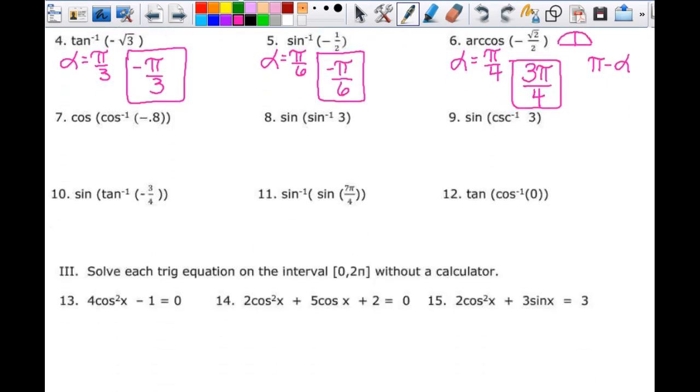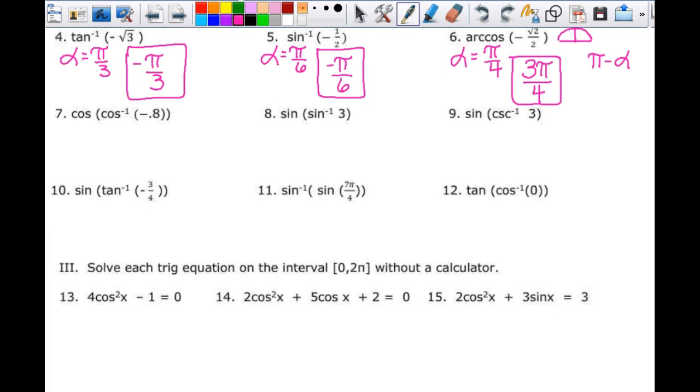Alrighty. So then I'm going to do the cosine of the cosine inverse of negative 0.8. When you do this, sometimes these are just straight up inverses that cancel each other out, and sometimes they do not. First I have to decide, can I take the inverse of negative 0.8? And yes, I can. And so when I do that, I will be in the second quadrant, right? And then when I take the cosine of that, I will get the negative 0.8 back.